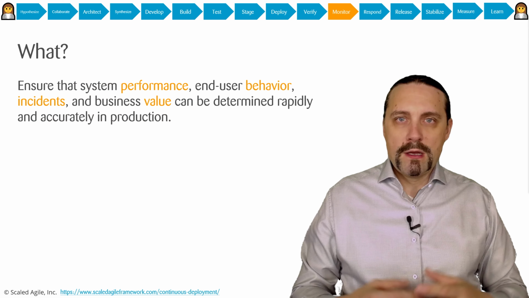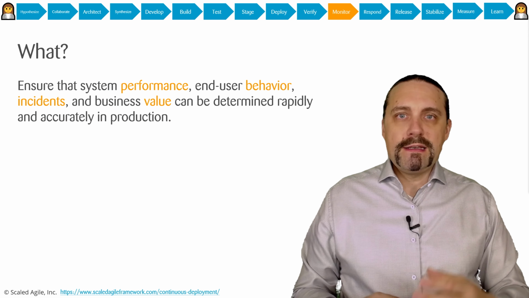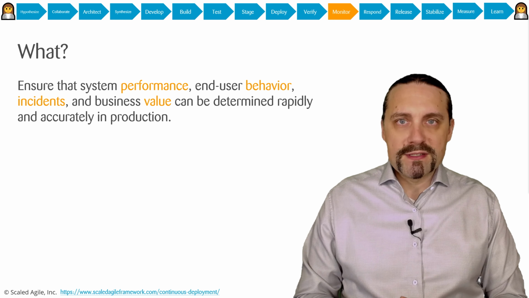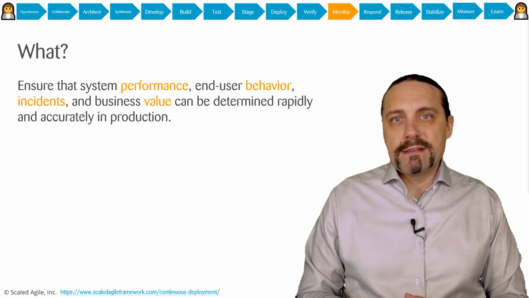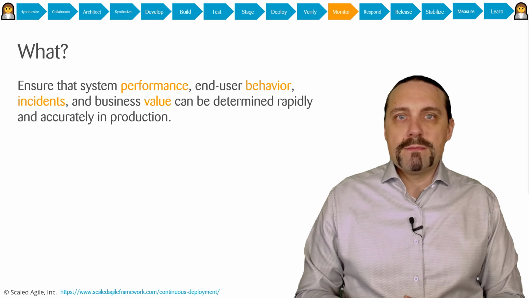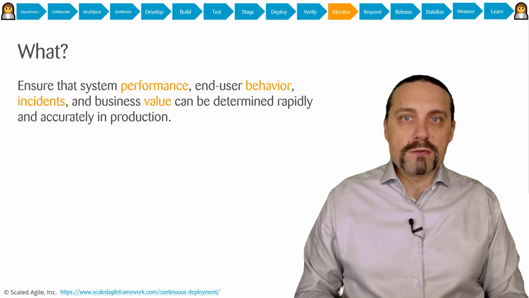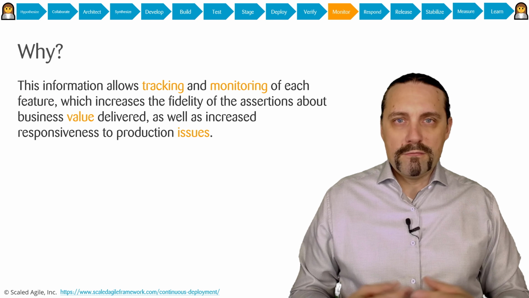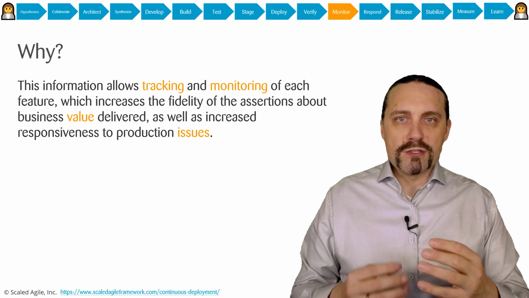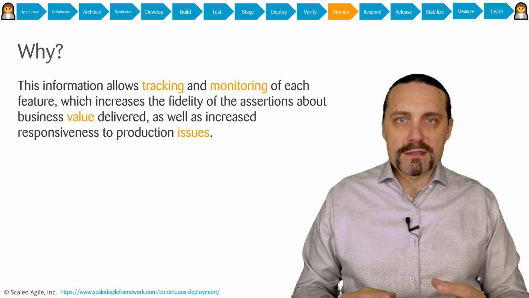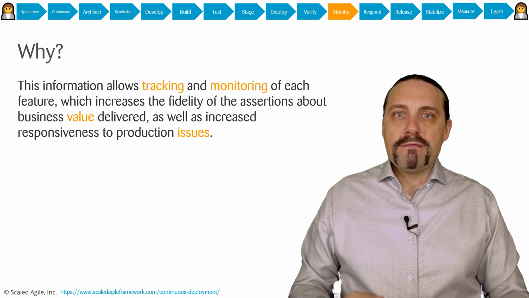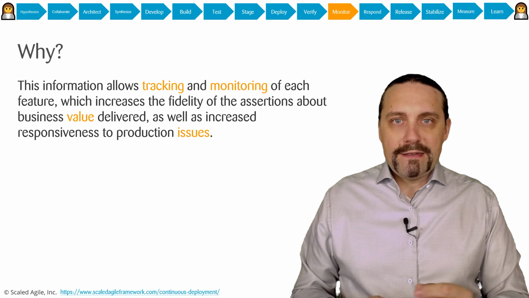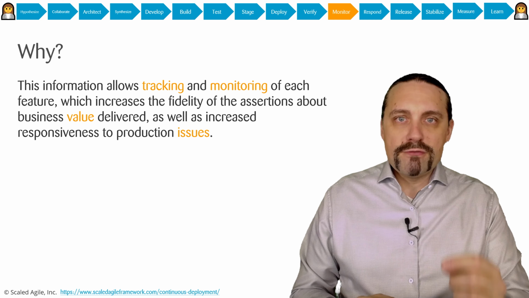Let's have a look. Monitoring production means that we can track down features, that we are able to identify what the system performance is in production, what kind of incidents we have, or what end user behaviors we are having, and of course also to identify the business value which we are delivering with our features. We monitor because we want to ensure that production is running as smooth as possible. And for that, we need to gather a lot of data, but not only that, we also want to identify the business value and if we reach the business value.